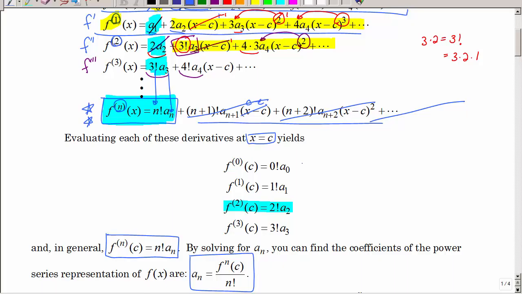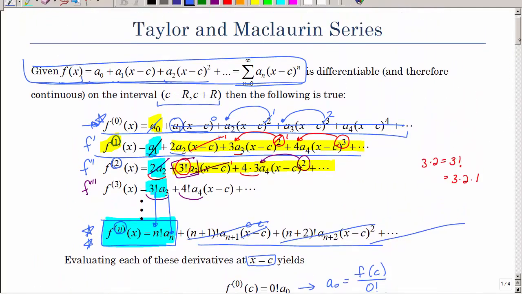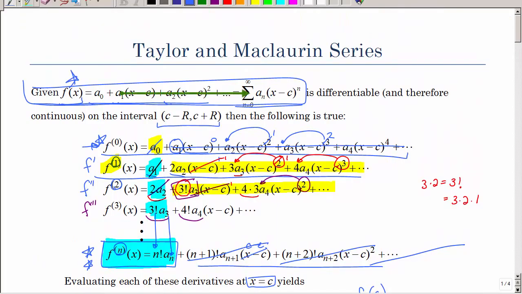What does that tell you? So that tells you a sub 0 is the function evaluated at c over 0 factorial. A sub 1 is the first derivative over 1 factorial. A sub 2 is the second derivative over 2 factorial, and so forth. So what I told you we were going to do is, looking at here, we're going to replace all of those with things that look like that.